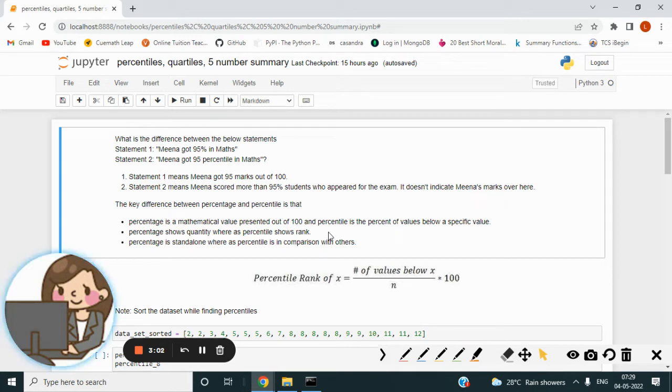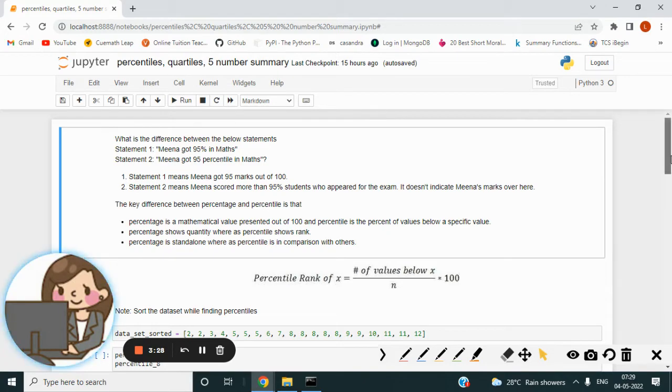In your exams also, when you say you got this much percentage, it is directly indicating the marks you scored. And when you say you are in the 90th percentile, it means that about 90 percent of students scored less than you. So that is the main difference.